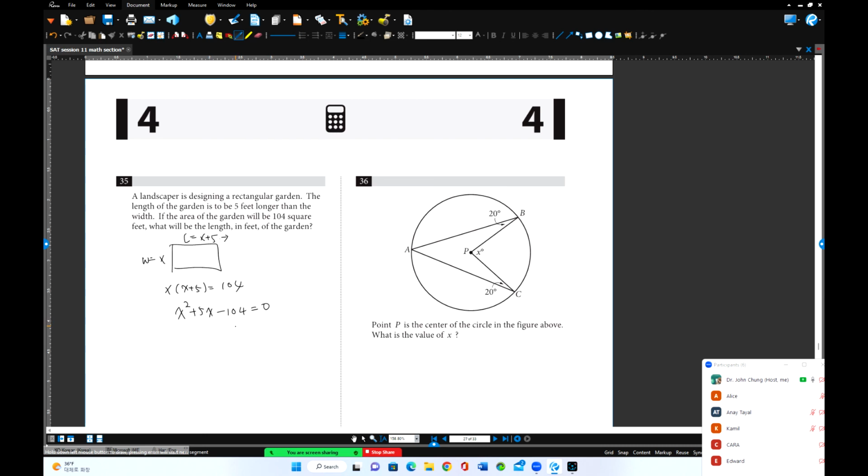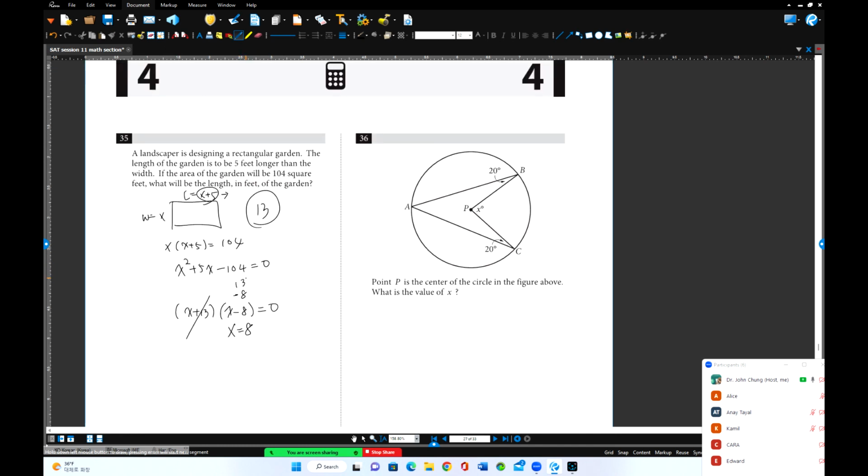8 times 13 is 104, right? So this is going to be minus, okay. So (x plus 13)(x minus 8) equals 0. That is a factor, okay. This one cannot be negative. Always x is positive, right? So x equals 8. But they are asking you the length, okay. 5 more than 8, that is 13 is the answer, okay.